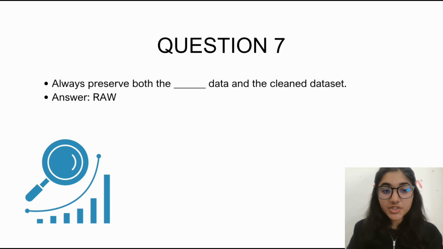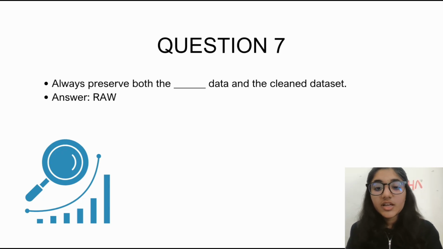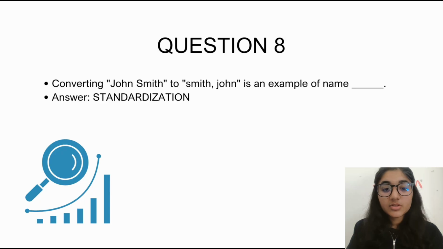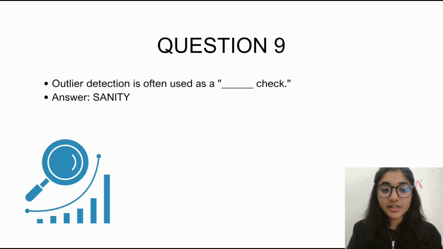Now the eighth question is, converting John Smith to Smith, comma John is an example of name dash. So the answer is standardization. The ninth question is, outlier detection is often used as an dash check. So the answer is sanity.